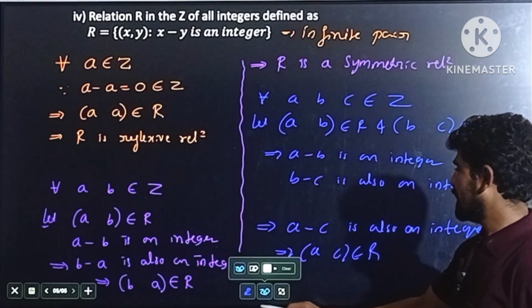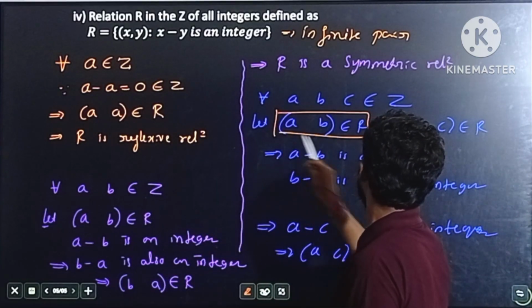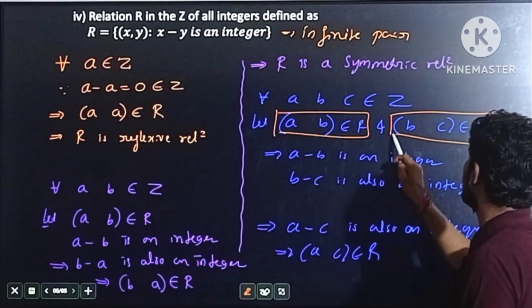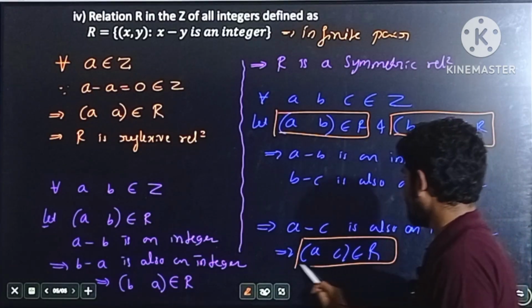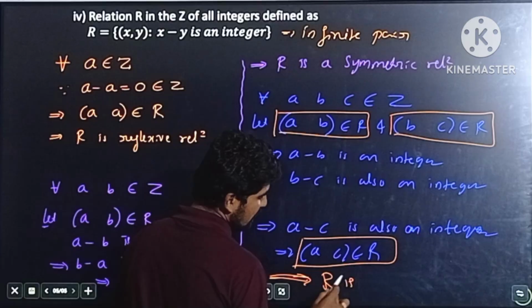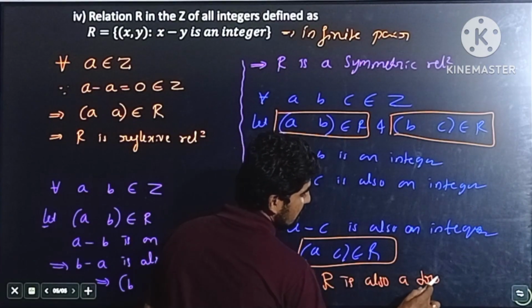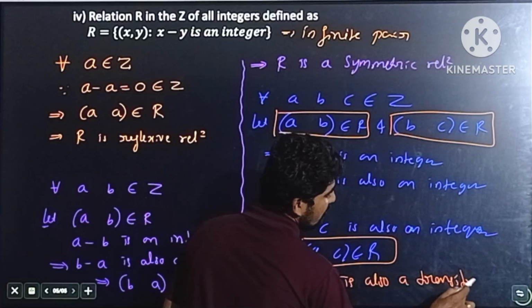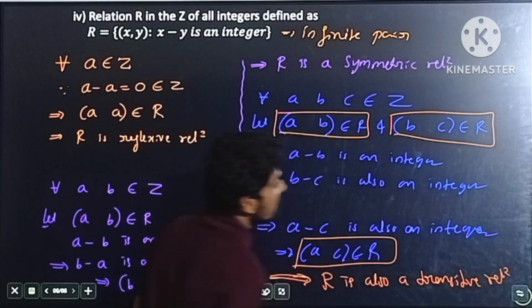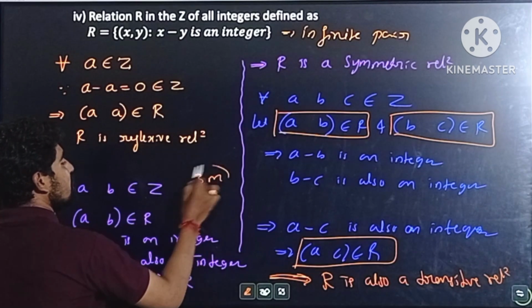Since we considered the pair ab in R and bc in R, and we proved the pair ac is also in R, the relation R is a transitive relation. I hope all of you understood. This question is important, asked in your annual examination for 3 marks.